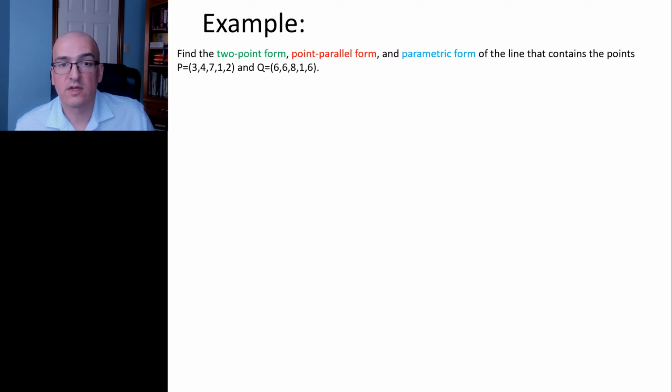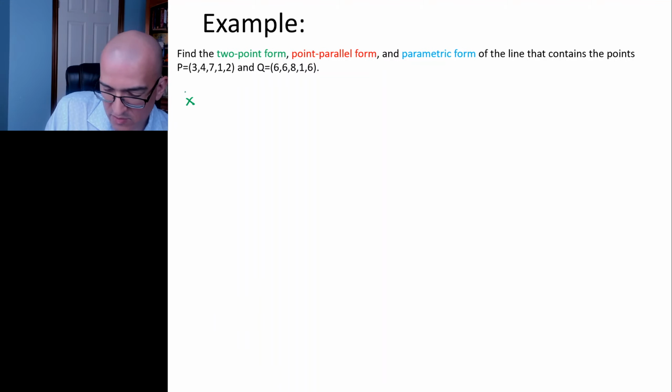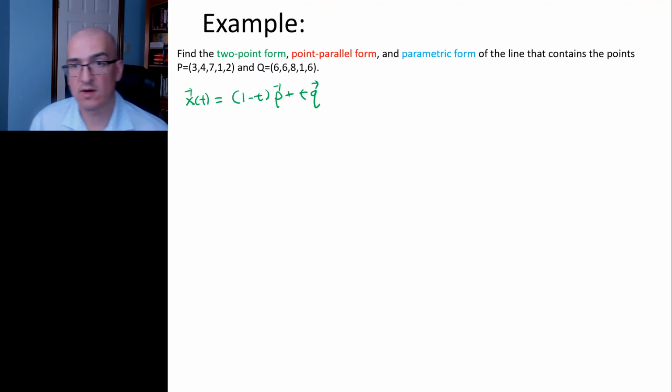Let's construct an expression of a line in these three different forms, the 2-point, the point parallel, and parametric form, given 2 points in 5 dimensions. I'll begin with the 2-point form of the line because it's the easiest one to make. And I'll just use a color code that matches the questions. So our 2-point form of a line is x of t is equal to 1 minus t times one of the points plus t times the other point. It doesn't matter which one you put where.